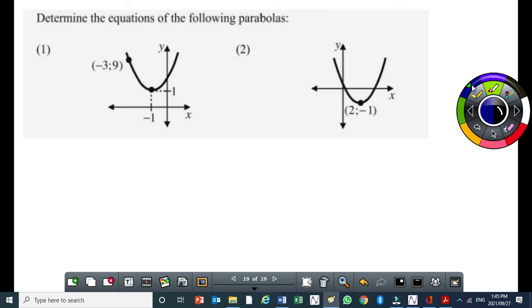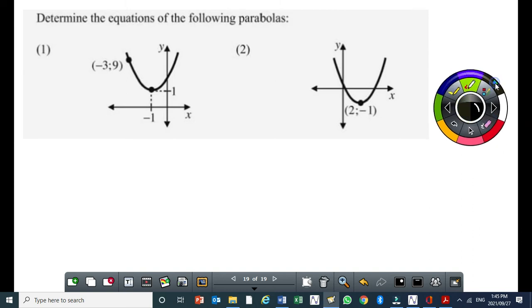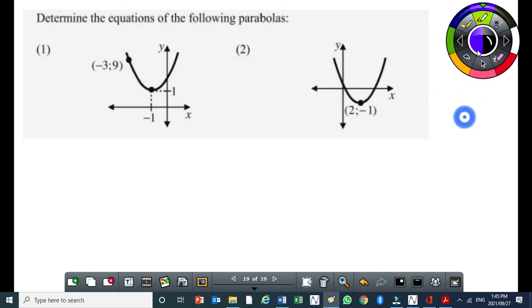The standard form and so on. I don't understand what the difference between standard form and turning point form is. The equations are different if you see them. It's just a different formulation. It's the same.